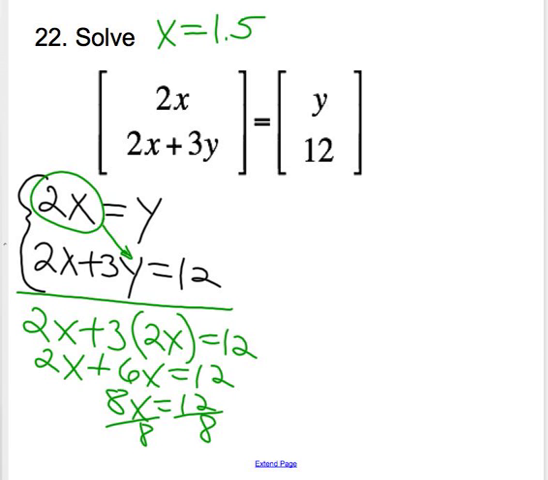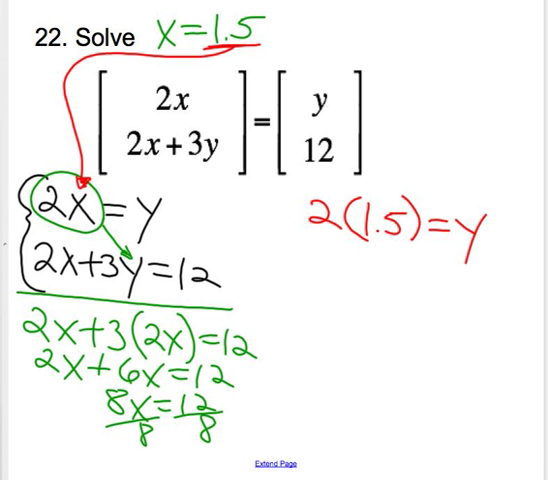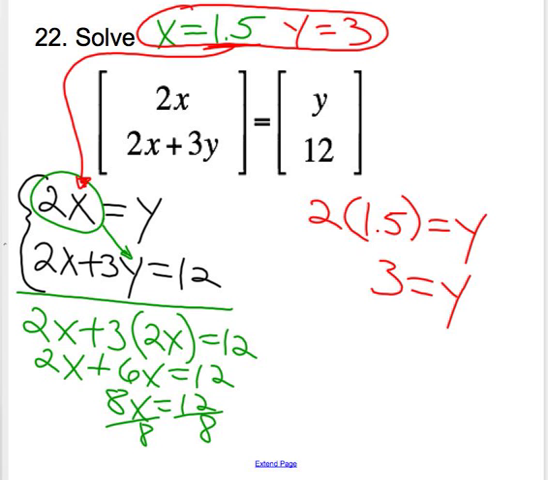So again, I could perform another substitution, because every time I see an x, I can replace it with 1.5. Say, for instance, right there. And instead of saying 2x equals y, 2 times 1.5 equals y. I perform my multiplication, and I have algebraically solved for y. y is equal to 3. And there's my solution to number 22. x is 1.5, y is equal to 3.